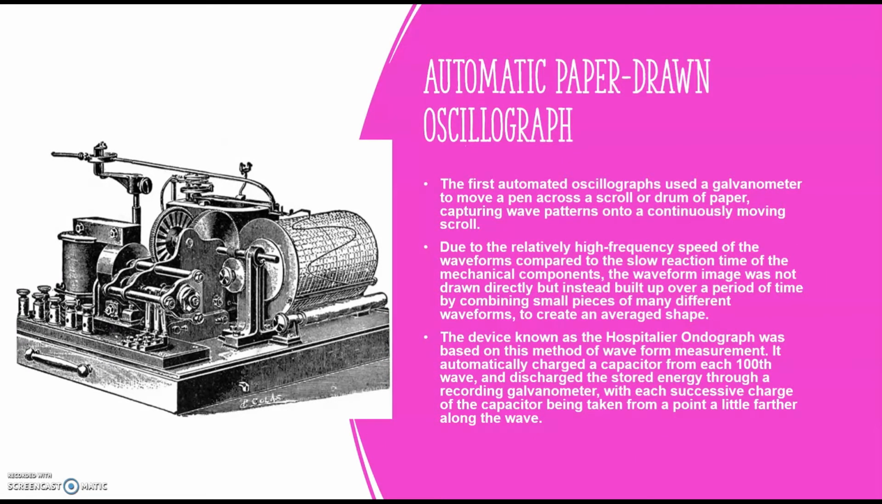Next, the automated paper-drawn oscillograph. The first automated oscillograph used a galvanometer to move a pen across a scroll or drum of paper, capturing wave patterns onto a continuously moving scroll. Due to the relatively high frequency of the waveform compared to the slow reaction time of the mechanical components, the waveform image was not drawn directly but instead built up over a period of time. This device, known as the Hospitalier ondograph, was based on this method of waveform measurement. It automatically charged a capacitor from each 100th wave and discharged the stored energy through a recording galvanometer.